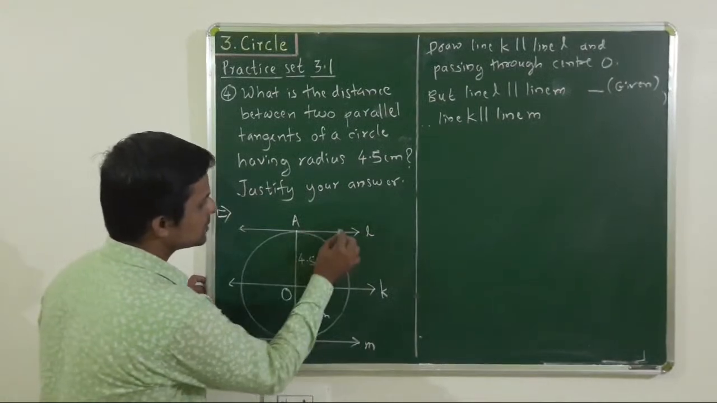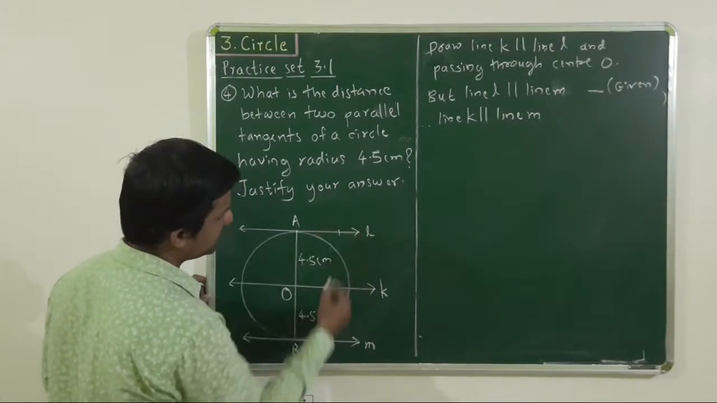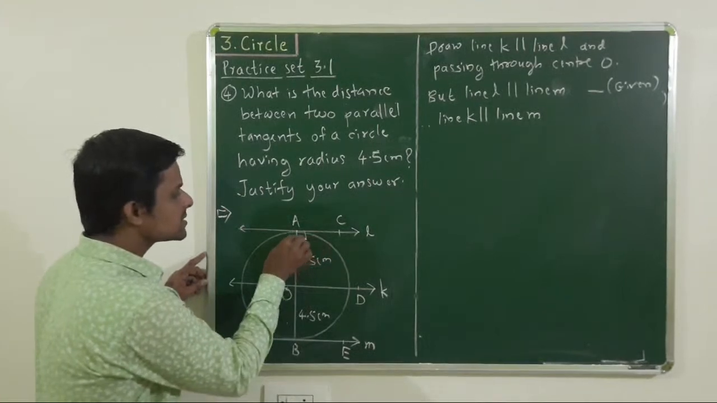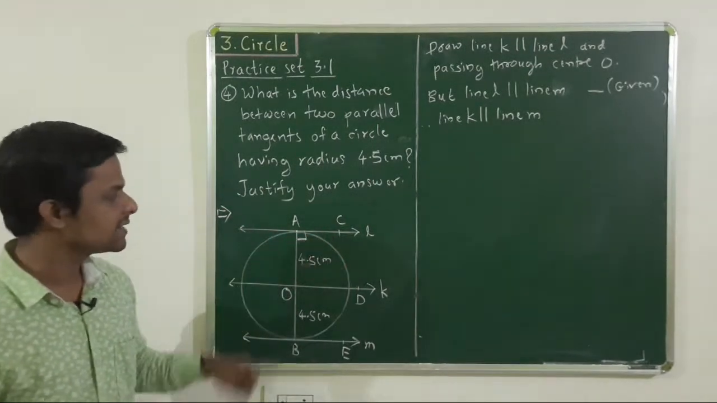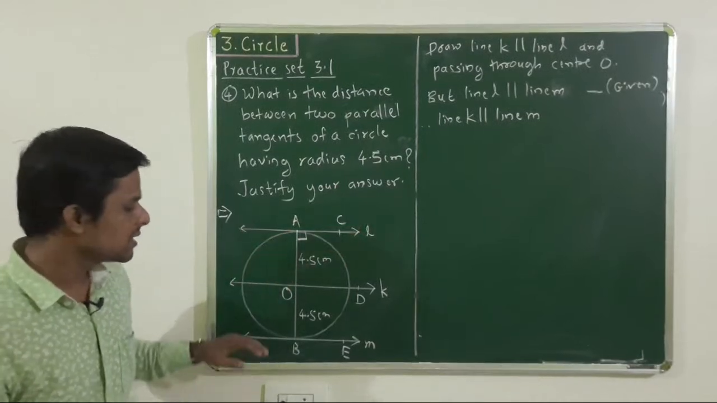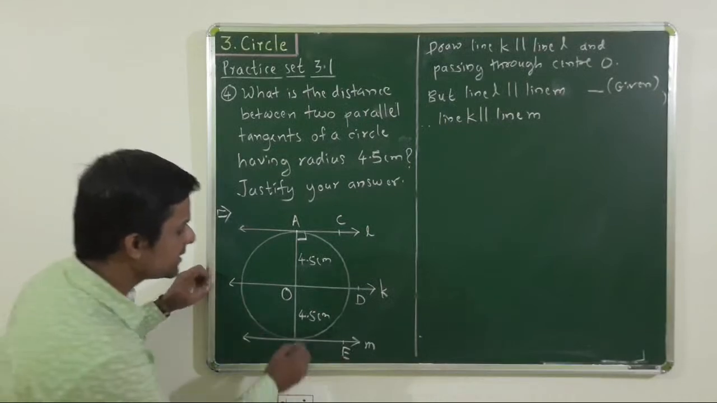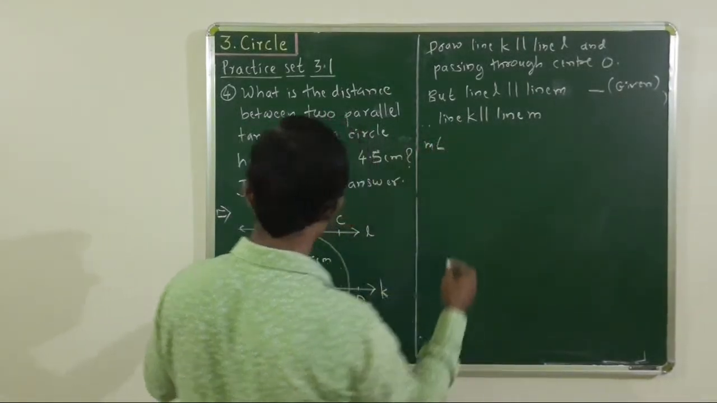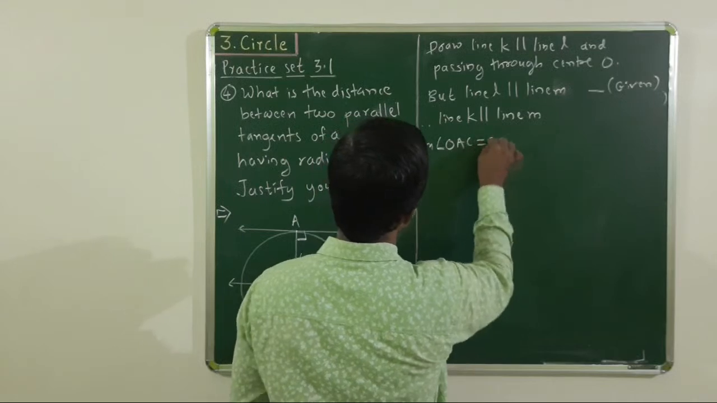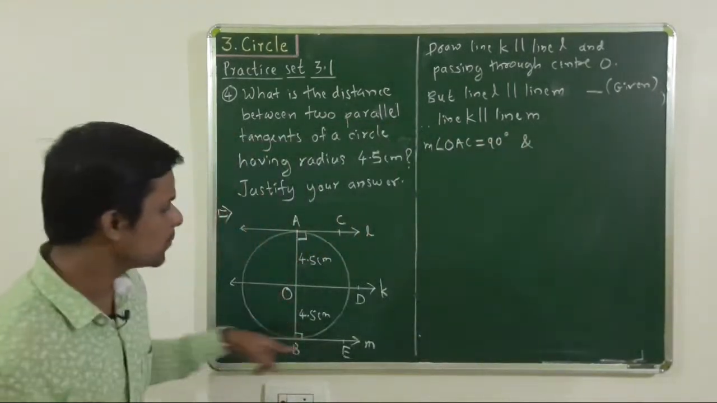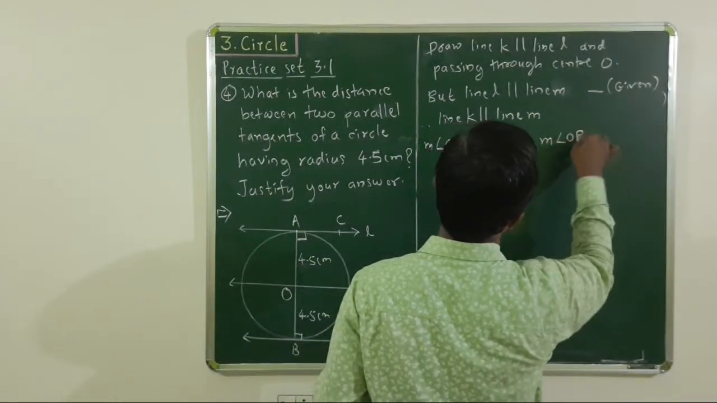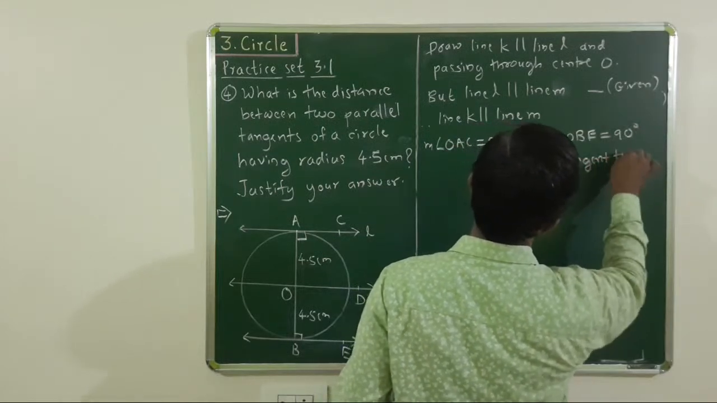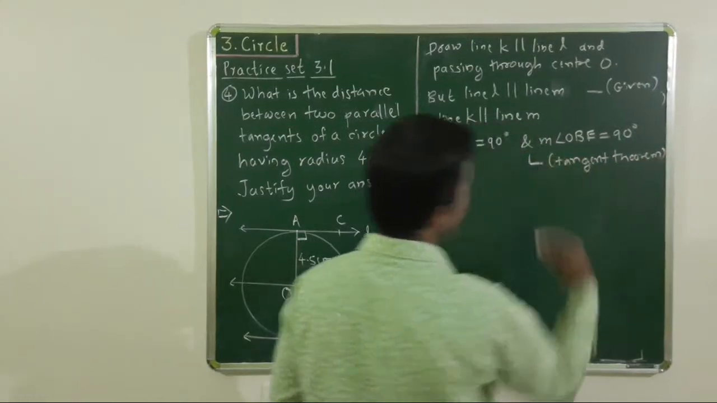Now suppose there are a few points A, B, C, D and E. Measure of angle CAO or OAC is 90 degree, reason tangent is perpendicular to radius. Measure of angle OBE is also 90 degree, reason tangent is perpendicular to radius. Measure of angle OAC is equal to 90 degree and measure of angle OBE is 90 degree. Reason for both is tangent theorem.